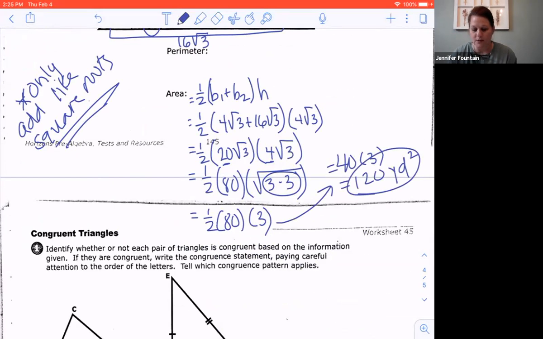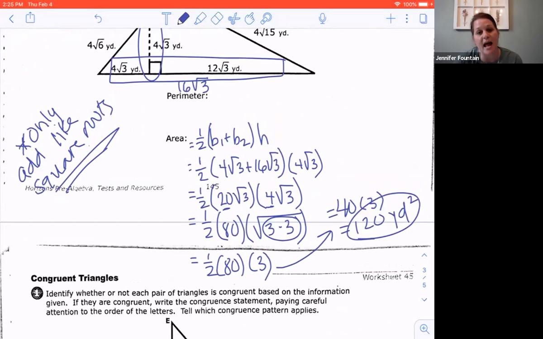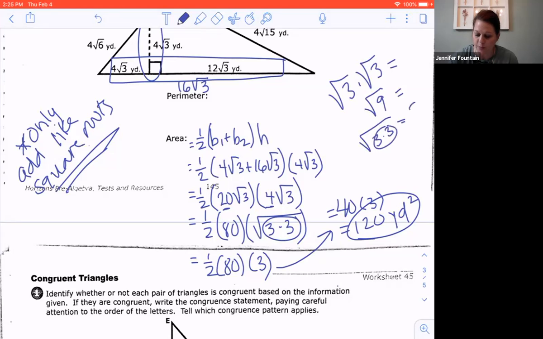squared. So for the area for that one, we did have to add our like radicals together, but when we multiplied, we were able to get rid of our radicals because the square root of 3 times the square root of 3 is the same as the square root of 9. Square root of 9 is just 3 times 3 together. That's my two buddies, and it comes out as the whole number 3. Okay.